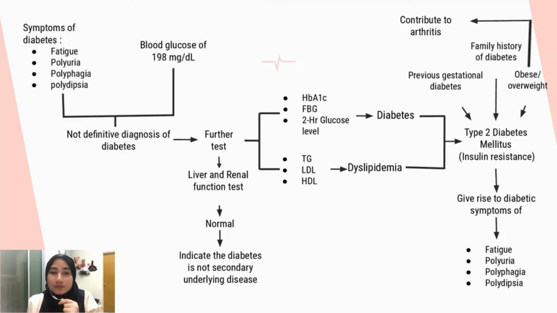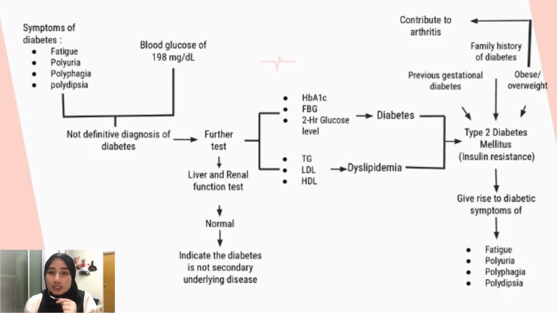Alright, so this flow shows how we diagnose Miss N based on her symptoms and also the additional information given. The symptoms of diabetes, such as fatigue, polyuria, polyphagia, polydipsia, together with a blood glucose level of 198 mg per deciliter, are not the definitive diagnosis of diabetes, and thus further tests are required.